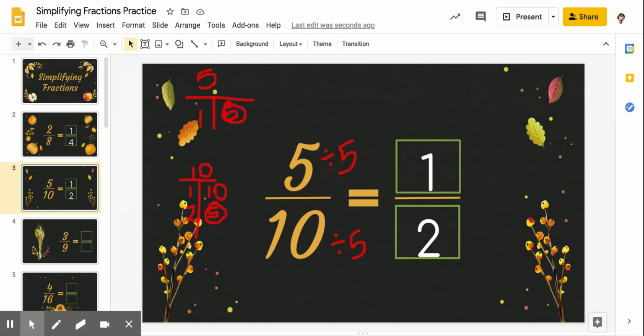Here's another trick for knowing 1/2. Well, 5 is half of 10, so that means it's 1/2. Anytime my numerator is half of my denominator, it's 1/2. So just keep that in mind. So like 10/20. 10 is half of 20, so it'd be 1/2, right? So that's another trick for making 1/2s really easy to spot.